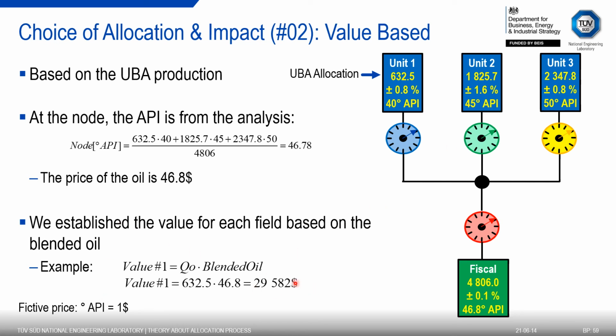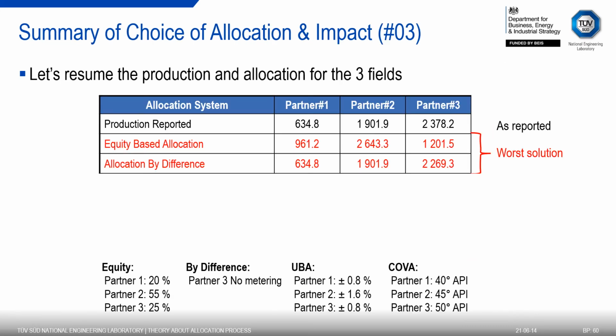And I'm giving you an example of how you calculate the value in dollars. For the first one, we are using UBA, so we know the production, we know the value of the oil, and therefore we know that this company should receive $29,000. And therefore, knowing the quality of oil that they have, we will be able to calculate the volume of oil we will allocate to them.